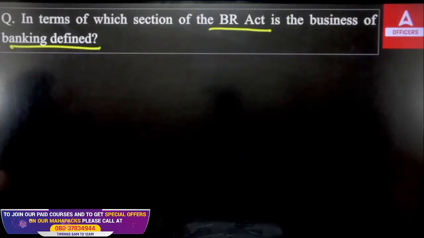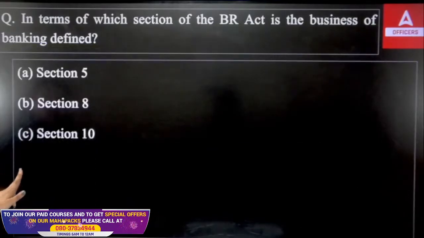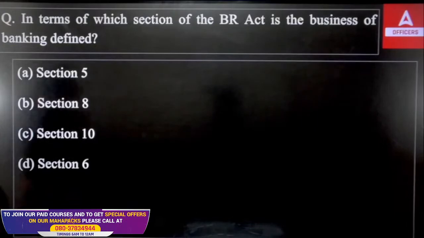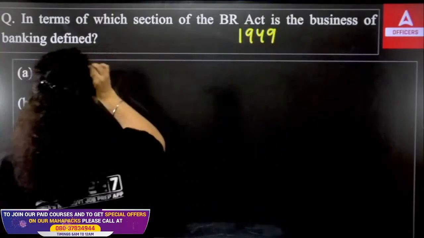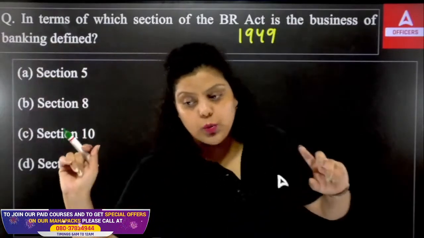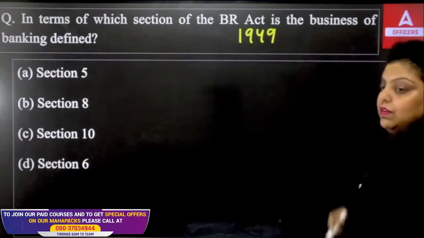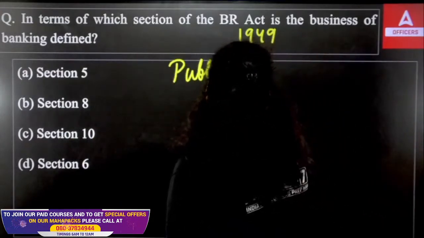In which section is the business of banking defined? The sections in front of you are 5, 8, 10 or 6. The Banking Regulation Act was introduced in the year 1949. Now, what is actually the business of banking? Let me know which option is correct, and I will tell you what the business of banking is. Business of banking is accepting deposit from the public.